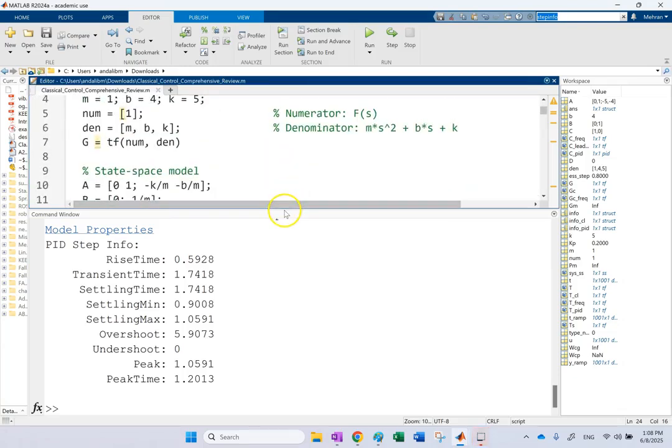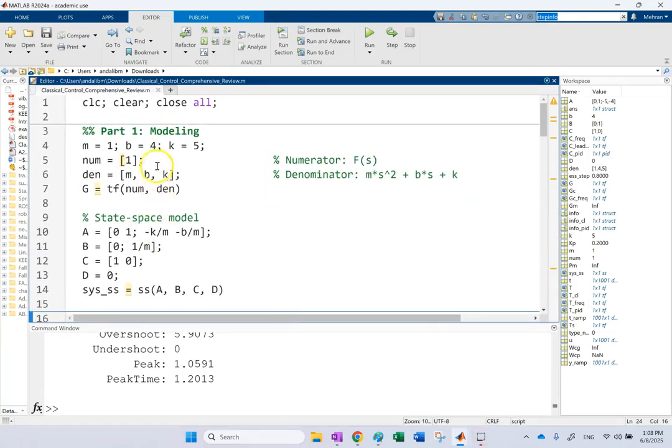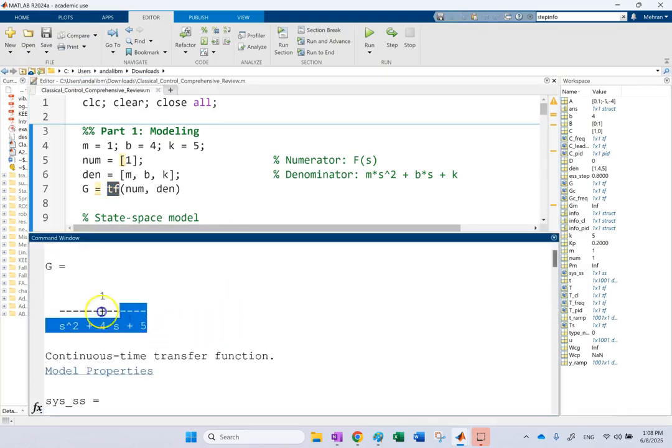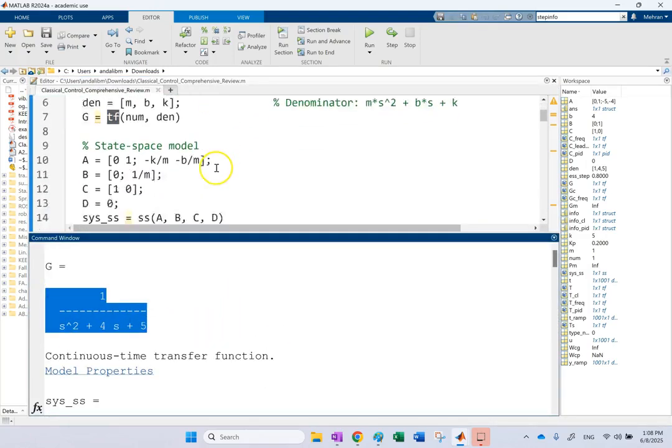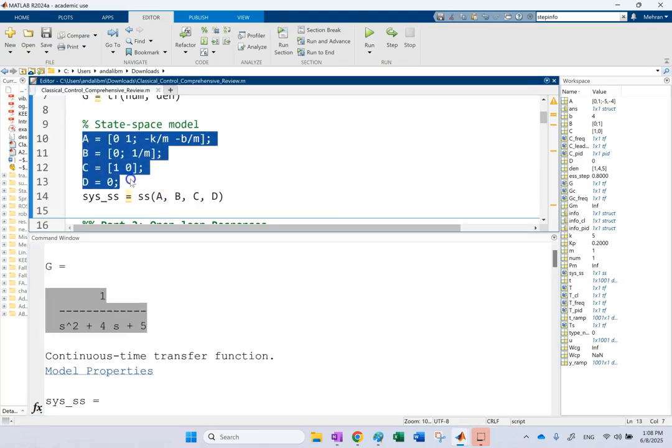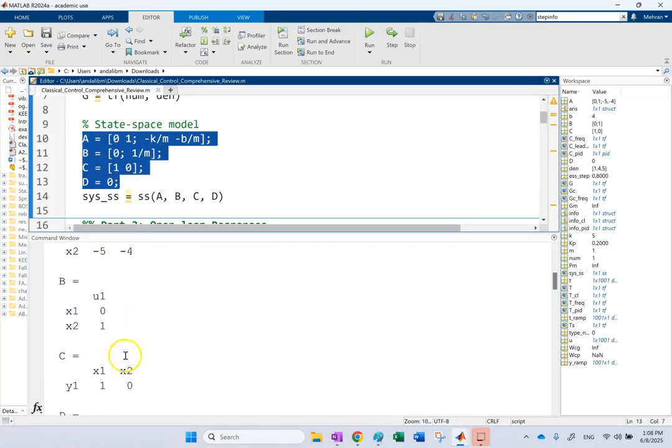So here is my system. The numerator is 1, denominator is m, b, and k. First, I use the tf command to form the transfer function. And you can see that right over here. That's my transfer function. Then I use the command ss with those A, B, C, D matrices, and I can also form that system.